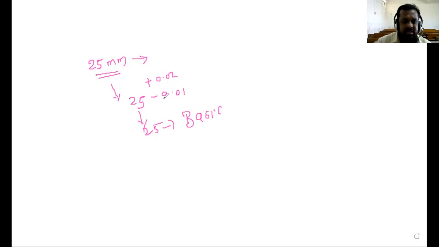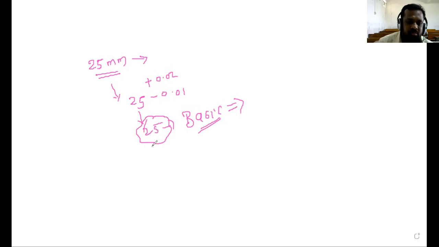If I have added the tolerances to that figure, suppose plus 0.02, or minus 0.01 mm, then now see, that 25 becomes the basic size. Why is it called the basic size? Because here we have added the tolerances. When we add the tolerances, it is called the basic size or design size.